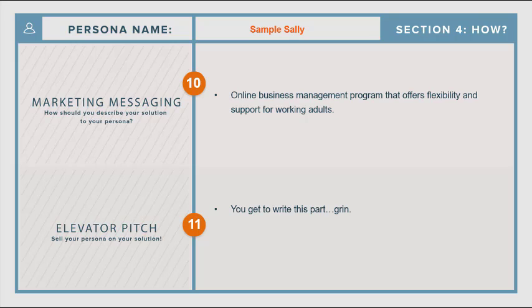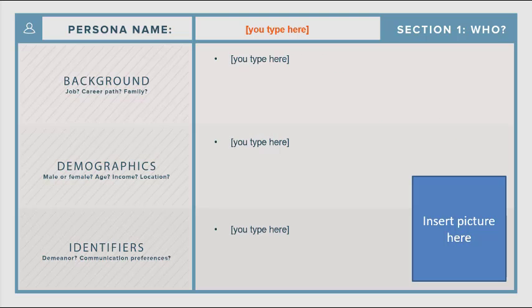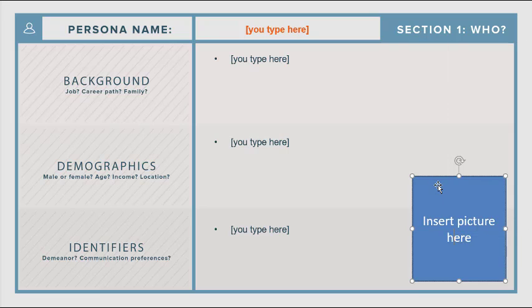So that's an example. I'm posting this PowerPoint so that you can skip down to slide 11 and begin developing your own persona. So you'll insert a picture here. If you right-click on the item, I think you can change picture actually. There is no picture, so you'll just have to replace this spot with a picture.